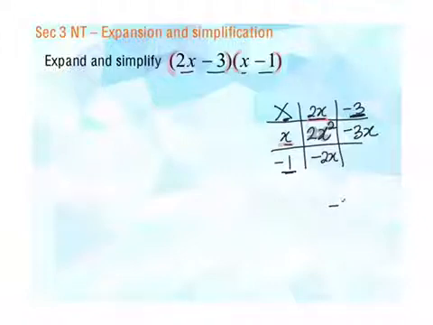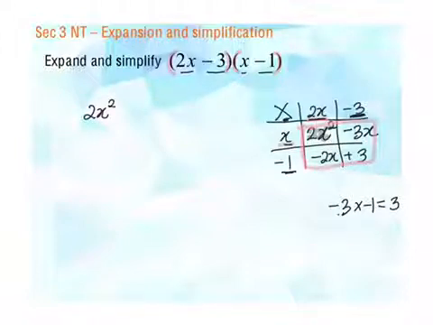Bear in mind, this is multiplication. Negative 3 times negative 1. Negative times negative become positive. 3 times 1 equals 3. So this will be positive 3. So what we can do, we can write the following down. Copy down whatever is inside the squares down here, and we will be able to get 2x squared minus 3x minus 2x plus 3.